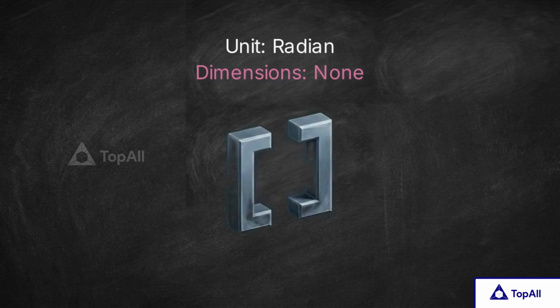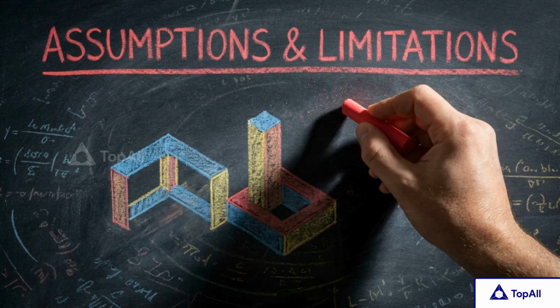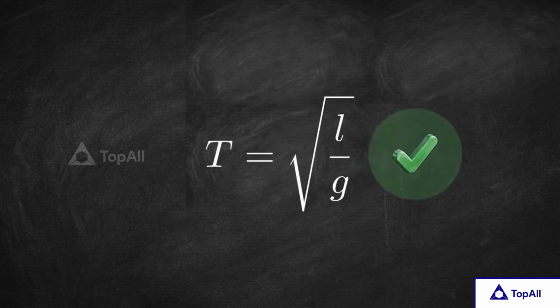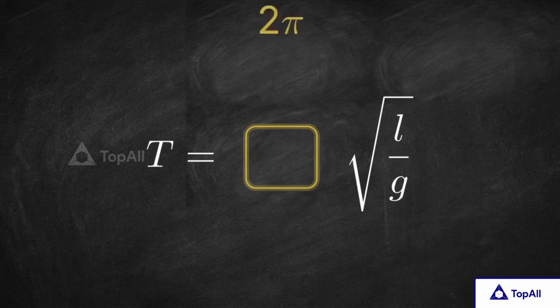That is, length divided by length. The dimension cancels out completely. An angle has a unit, the radian, but it has 0 dimensions. If your derivation drops a constant factor, like 2 times pi, dimensional analysis will not catch the error. Recognizing what a diagnostic tool cannot do is a prerequisite for trusting what it can do. Because of those blind spots, a dimensionally correct equation isn't guaranteed to be the exact final answer. It might be missing a crucial numerical constant.